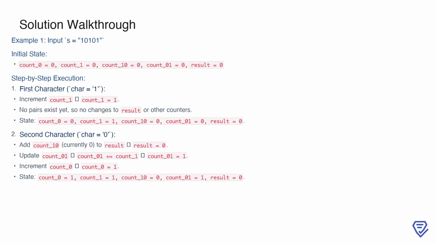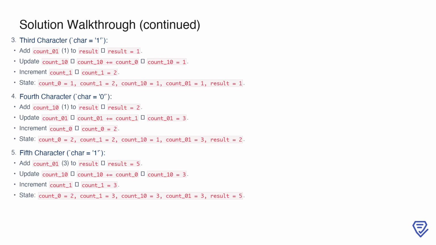result equals 0. For the third character, 1, we add count_01, currently 1, to the result, bringing the result to 1. Next, we update count_10 by adding count_0 to it, which makes count_10 equals 1. Finally, we increment count_1 to 2.